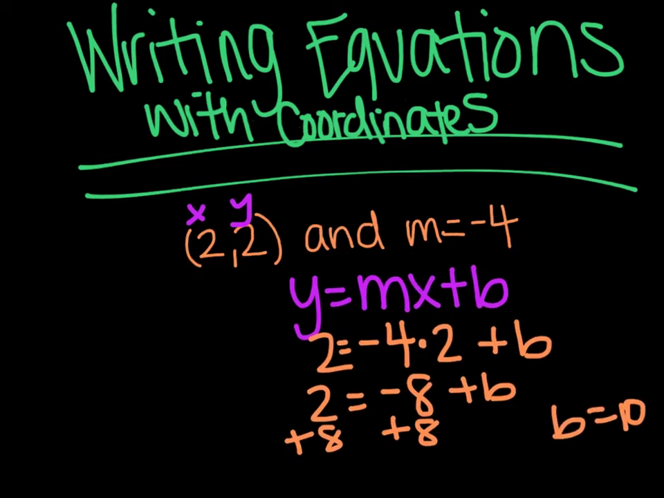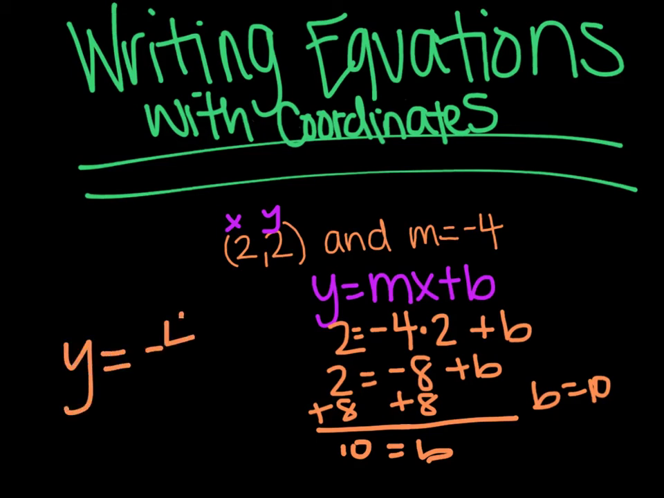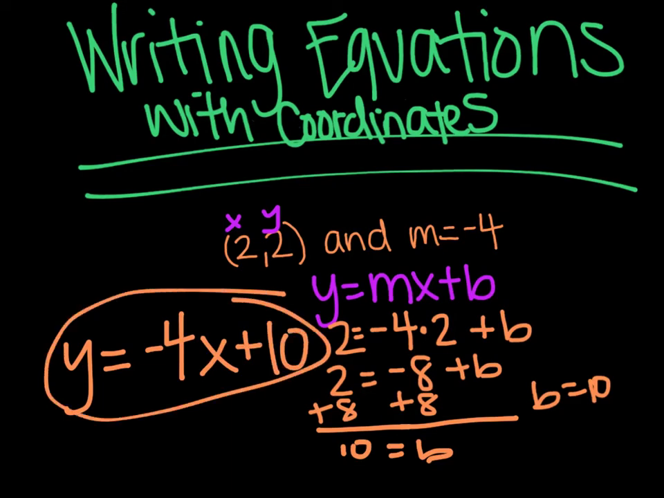So now we can write our equation. Now that we know that b equals 10, we're going to rewrite this. So y equals negative 4x plus 10 is our final answer.